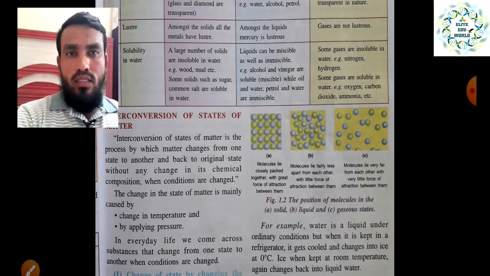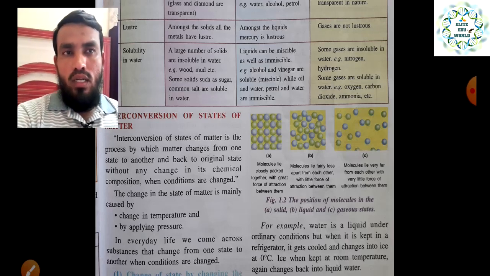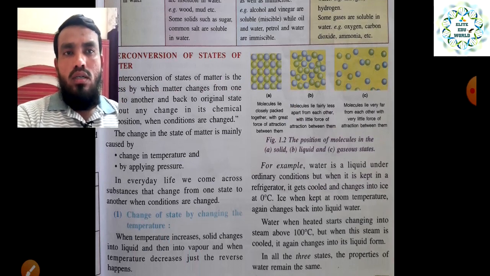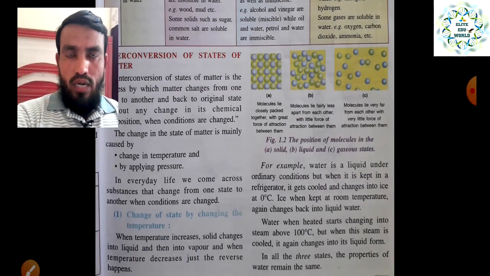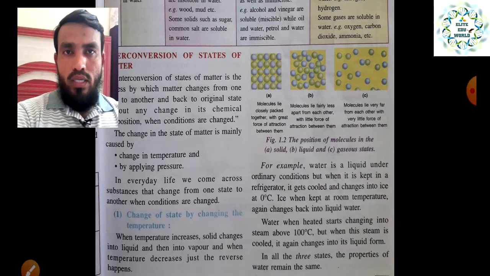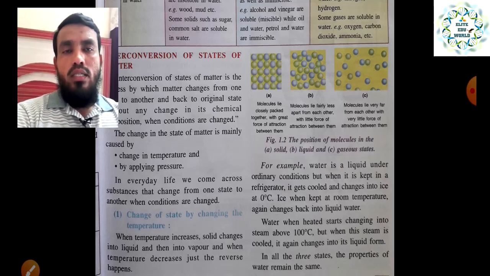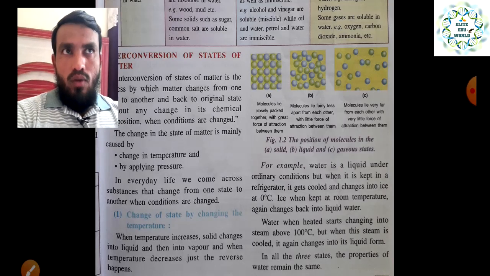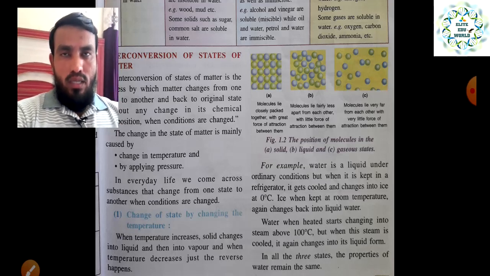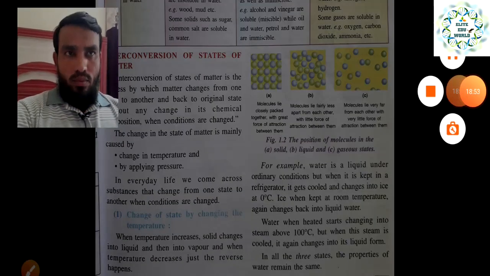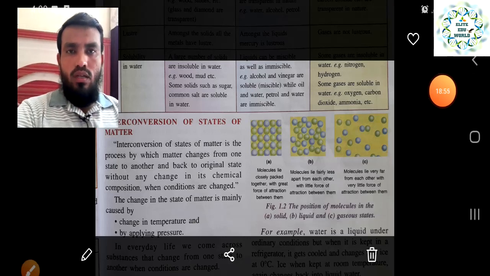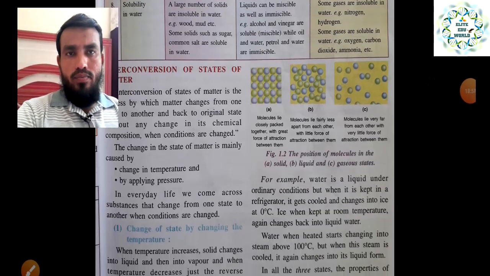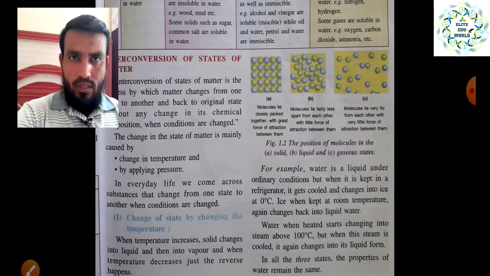The change in the state of matter is mainly caused by some reasons, and these are some points you have to keep in mind. Number one, a change in the temperature. Another is applying pressure. While we are changing the temperature, it can change the state of matter, or while we are applying pressure, it can also change the state of matter. So very first we will see the change in state by changing the temperature. This is number one.